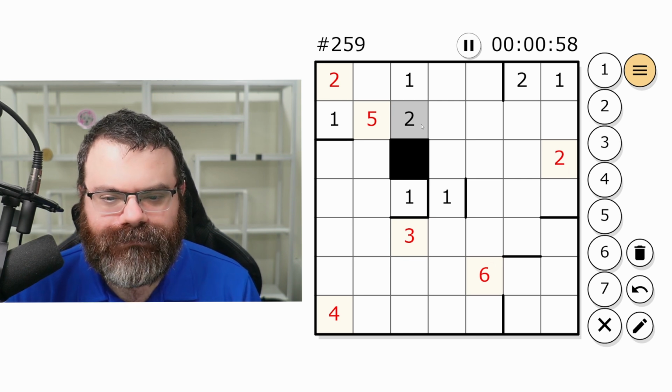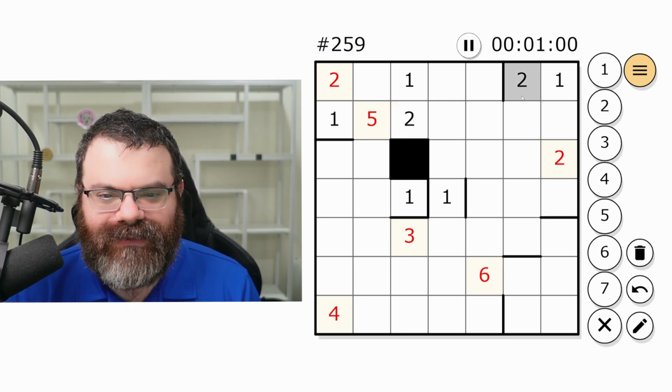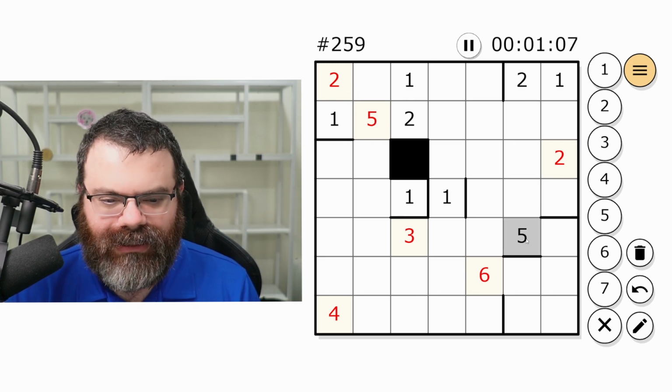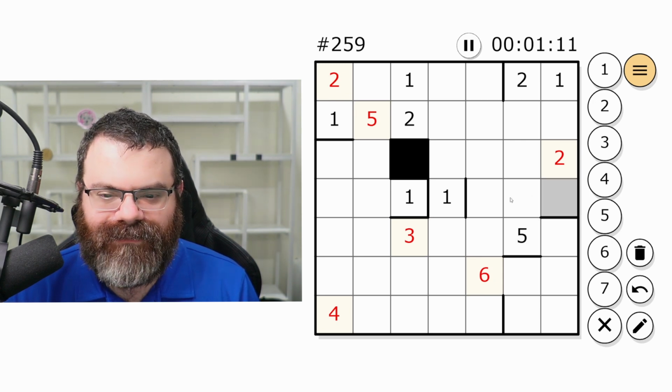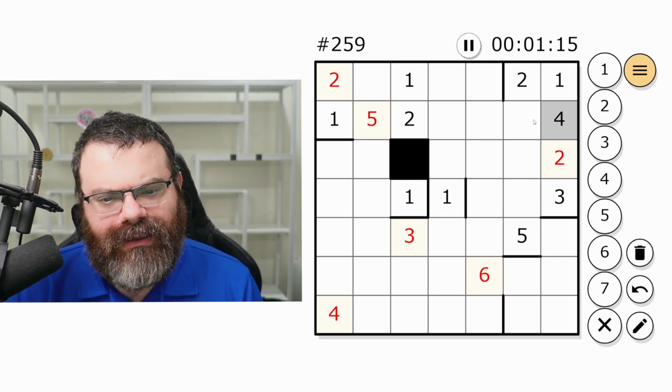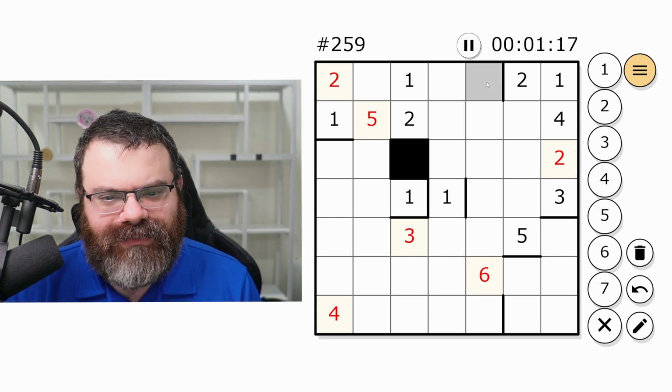I need a 5 in this column. This 5 says not here. This is 4 length. This is 3 length. So the 5 has to come from here. Need 3 and 4 here. This can't be a 4 because this is only 3 length. So this is a 3. This is a 4. This goes up to 5.